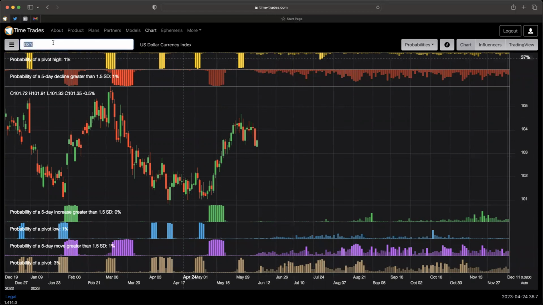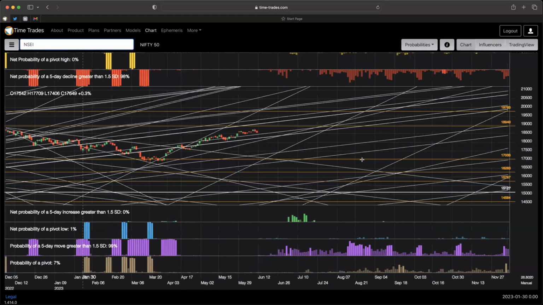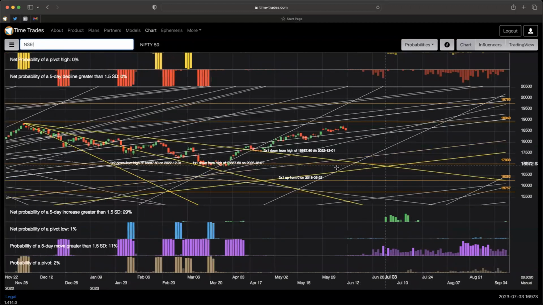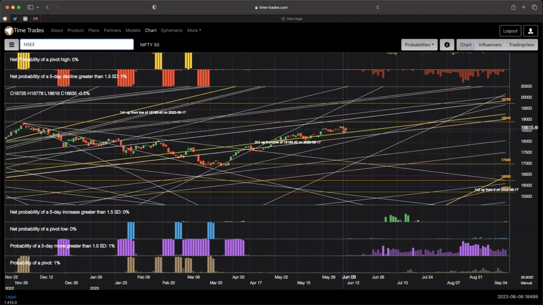Okay. And now we can take a look at NSCI. Let's see what's happening with the Nifty. The Nifty is a great index in terms of respecting the GAN fans. Again, it's just hanging out within this GAN fan channel that it's been in since early May.